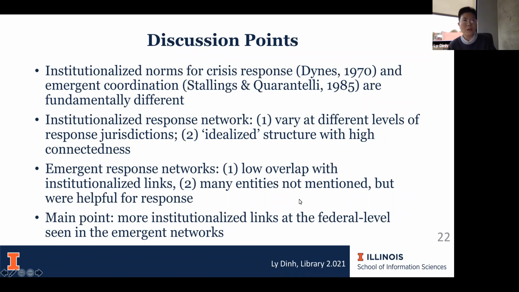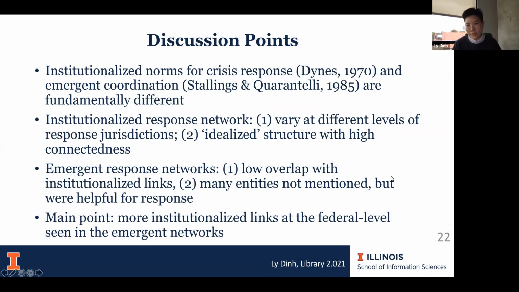But overall, I think you've also made your own conclusions. I would love to hear your thoughts and any suggestions for the work, but mainly, instead of the theoretical framework, right? Institutionalized norms for crisis response and emergent coordination are fundamentally different. So great, this would actually empirically validate the theories that came before it. Institutionalized response frameworks, as we all, I think, conjecture, are an idealized structure. Highly connected, people are human, there is still hierarchy in place, but people are overall expected to work all together. And it does vary at different levels of response. So federal, state, local, all different.